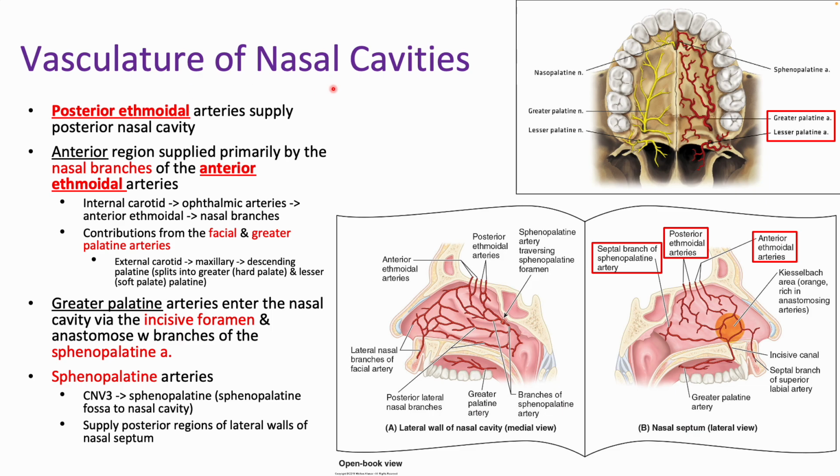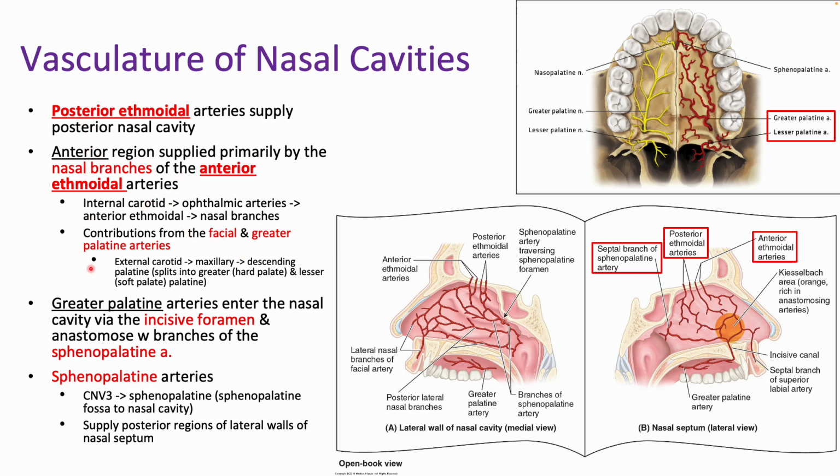Now let's look at the vasculature of the nasal cavities. It's split into three main sections that we want to look at. I think this is probably the best picture, which is the lateral view. We're going to have posterior ethmoidal arteries supply the posterior nasal cavity. That's going to be right around here. We're also going to have anterior ethmoidal arteries, which are going to supply the anterior region, so over here. And it's particularly going to be nasal branches of anterior ethmoidal arteries.